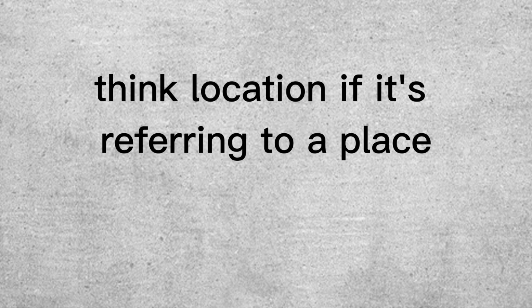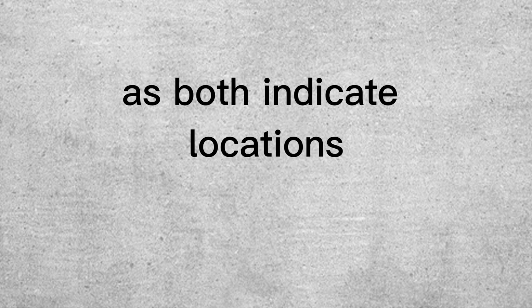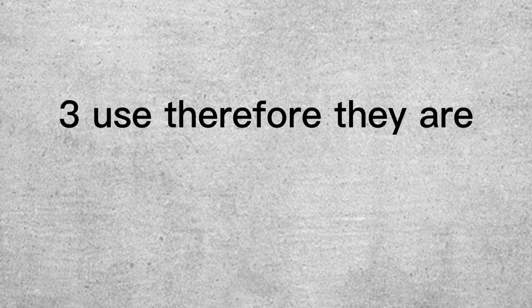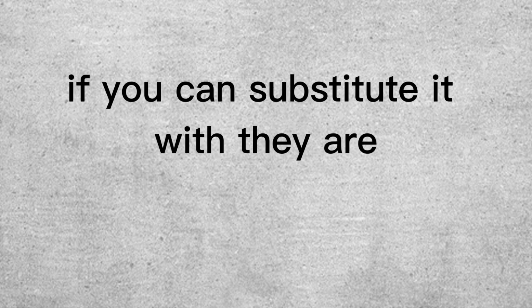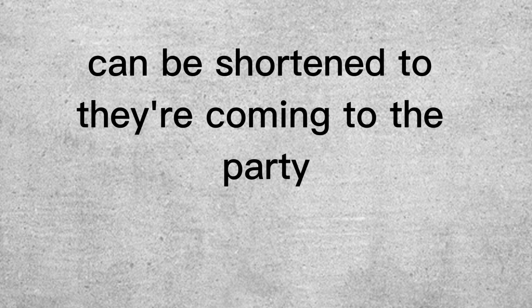2. For there, think location. If it's referring to a place, it's there. You can remember this by associating it with here, as both indicate locations. 3. Use they're for they are. If you can substitute it with they are, then it's they're. For example, they are coming to the party can be shortened to they're coming to the party.